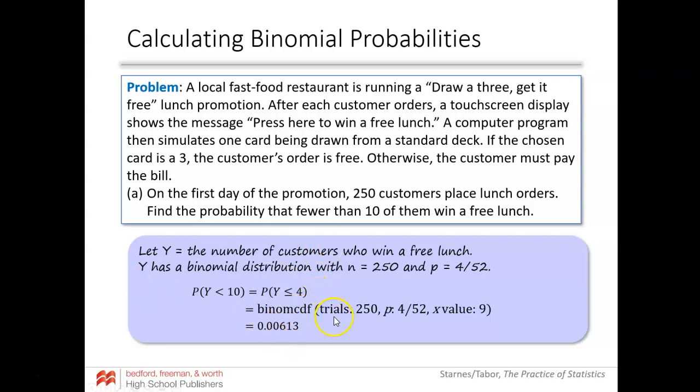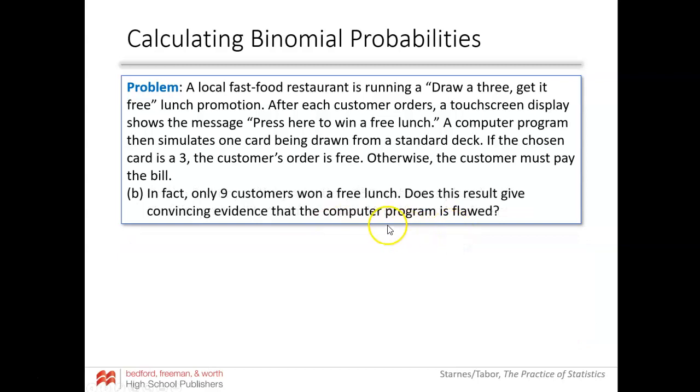So the binomial CDF, with trials labeled: trials of 250, p of 4 out of 52, and then 9 is what they're measuring up to. Small probability, 0.6%, which they didn't actually make us write a sentence out, so that's okay.